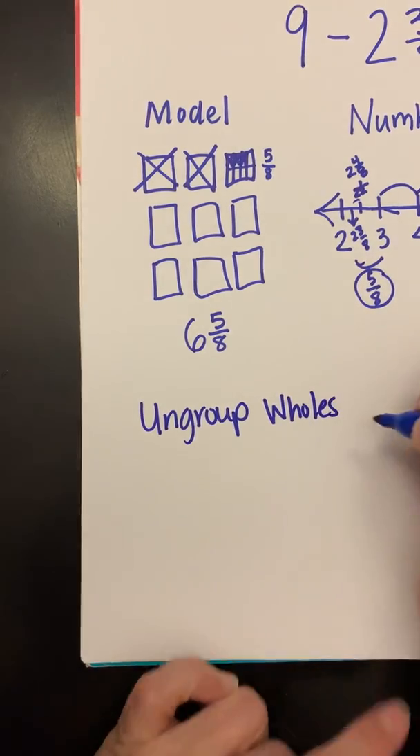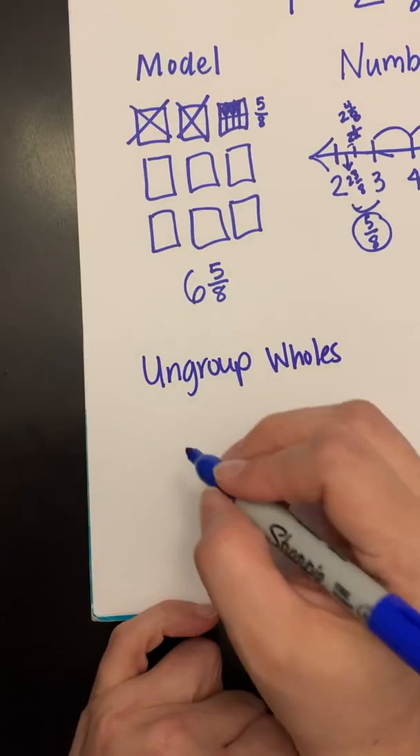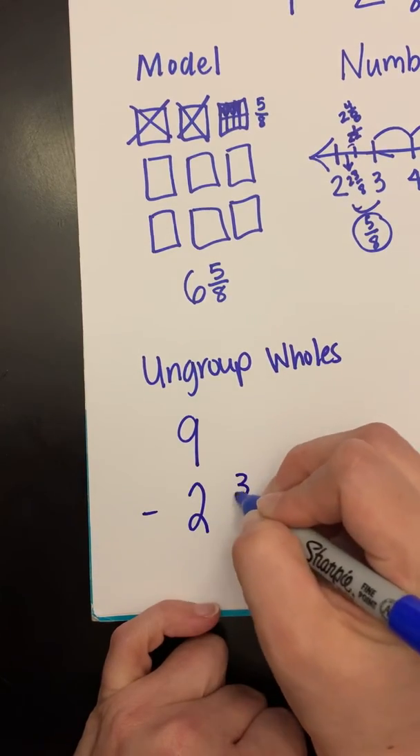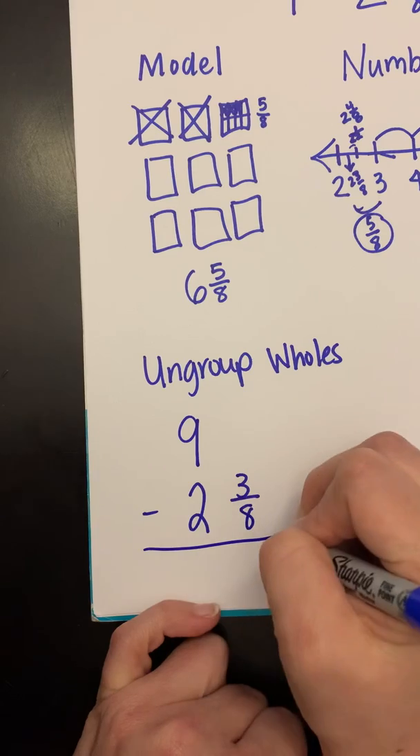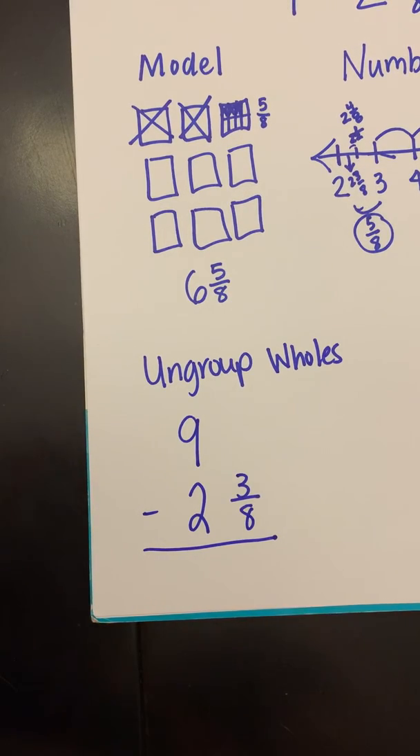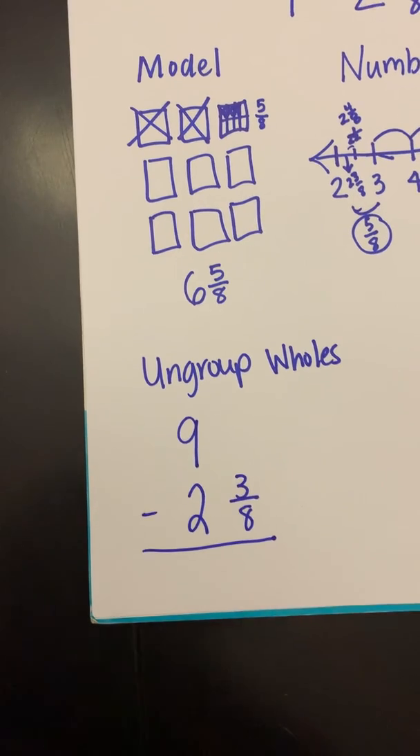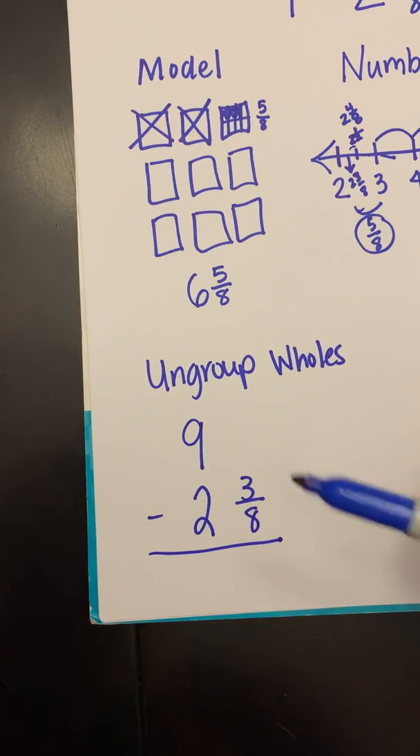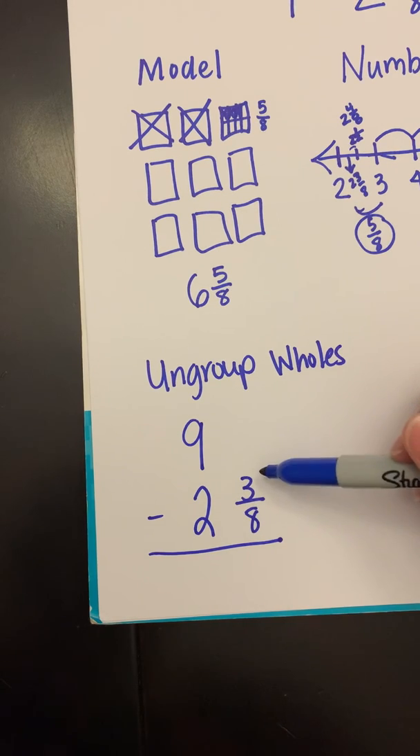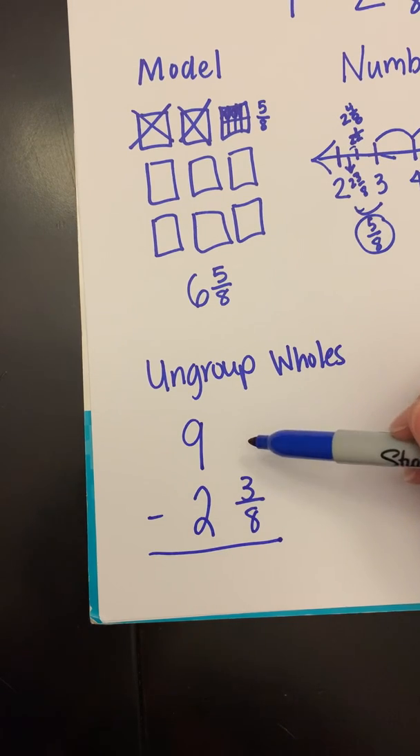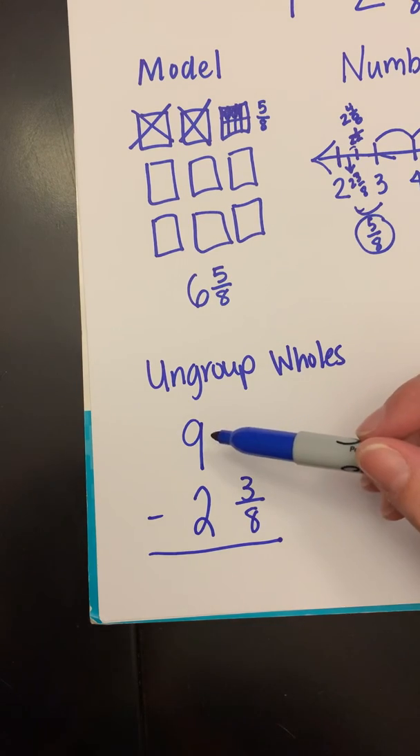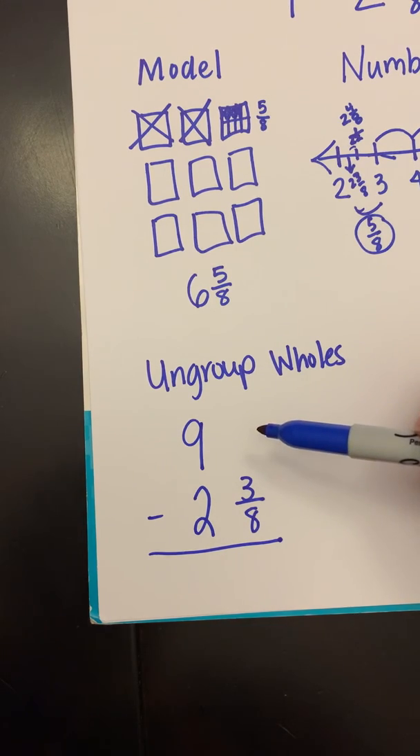And that's what this looks like. So we'll see what this looks like. So we have 9 and we're subtracting 2 3/8. So we basically set this up like a regular subtraction problem. But like any subtraction, if you have something to take away, you have to have something to take away from. So just like a regular subtraction, we're going to have to ungroup that whole to have something to subtract from.